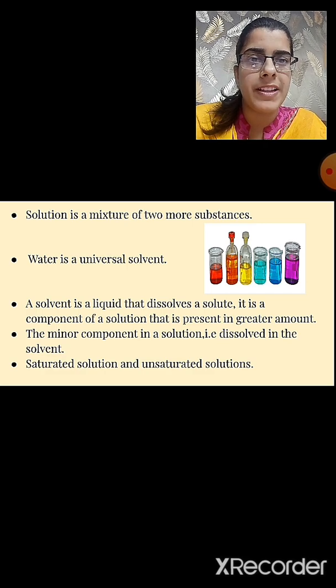Now, what do you mean by solvent? A solvent is a liquid that dissolves a solute. It is a component of a solution that is present in the greater amount. So, a solvent is a liquid. For example, if we take salt and water, the water is known as a solvent. It will dissolve the solute in it.